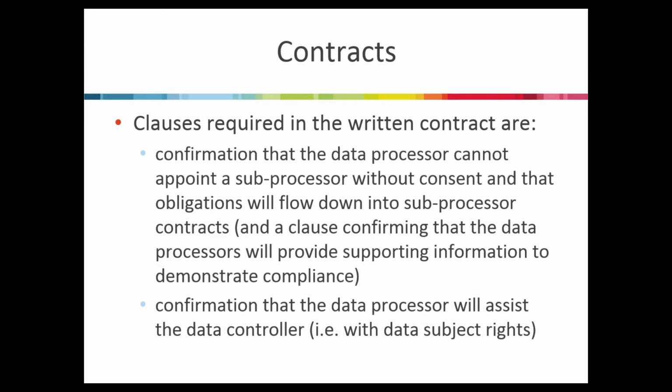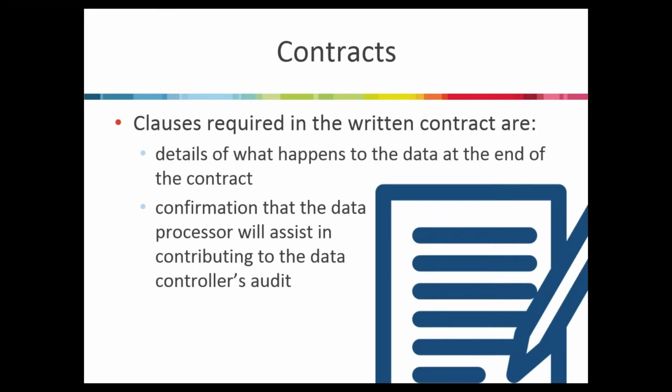The sixth is confirmation that the data processor cannot appoint a sub-processor without consent, and that obligations will flow down into any sub-processor contracts, and a clause confirming that the data processors will provide supporting information to demonstrate compliance. The seventh is confirmation that the data processor will assist the data controller, for example with data subject rights. The eighth is details of what happens to the data at the end of the contract. And the ninth is confirmation that the data processor will assist in contributing to the data controller's audit.